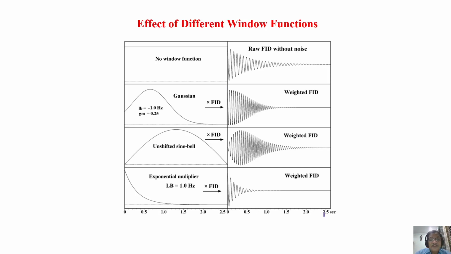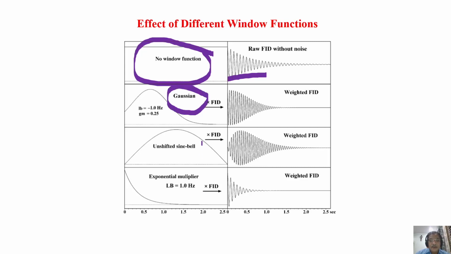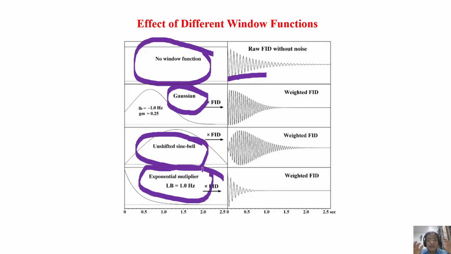Different types of window functions are available. If I take a raw free induction decay like this, without any window function, you have what is called a Gaussian window function, unshifted sine wave. This is exponential multiplication, shifted sine wave, trapezoidal function. A number of window functions are there.